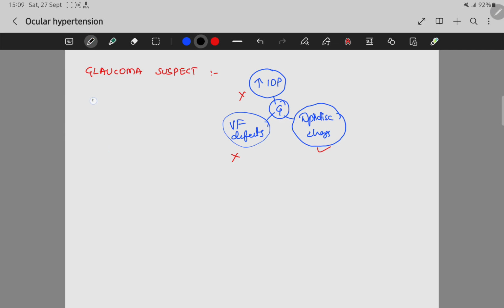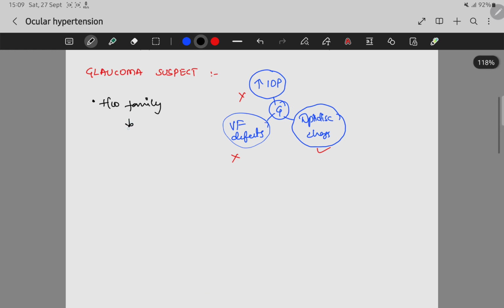Okay, so along with that, someone who has a family history of glaucoma is also considered a glaucoma suspect. A person who has a family history of open angle glaucoma has 8 times more risk of developing glaucoma, right?